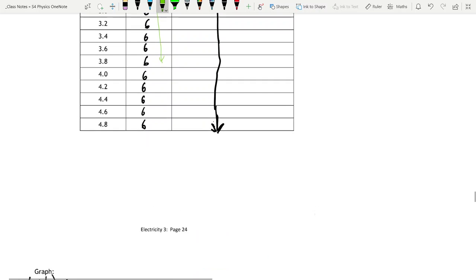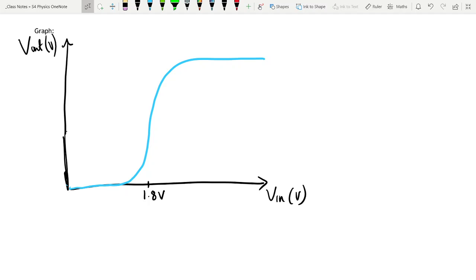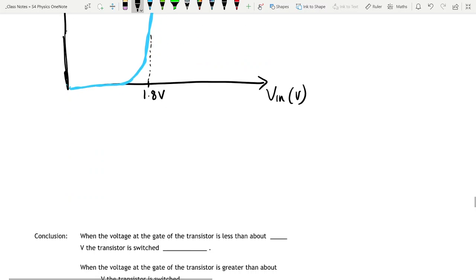Okay. So again, if you would plot the graph of this, it would look similar to the other graph, but our numbers would be slightly different. So in this case, it's 0, 0, 0, it's off, off, off, off, off, and then the transistor turns on, and we have this big jump up to the total voltage. And the jump happens when it turns on, which is around about 1.8 volts.